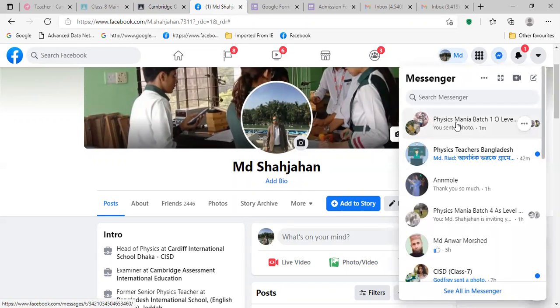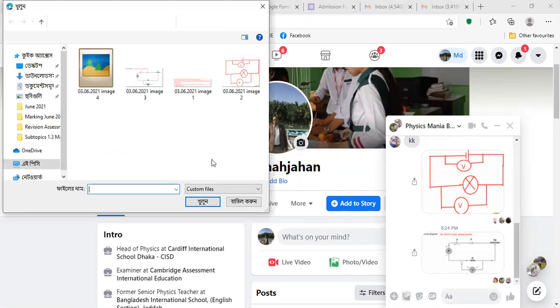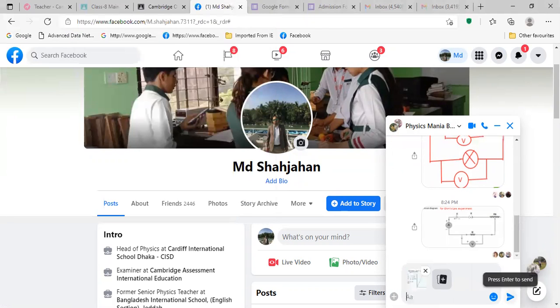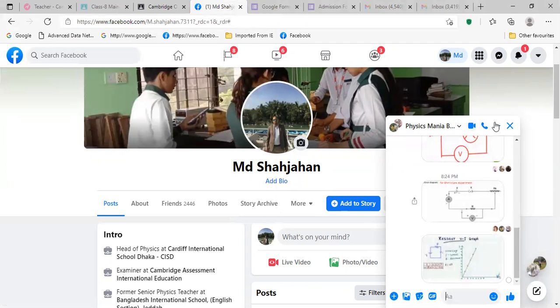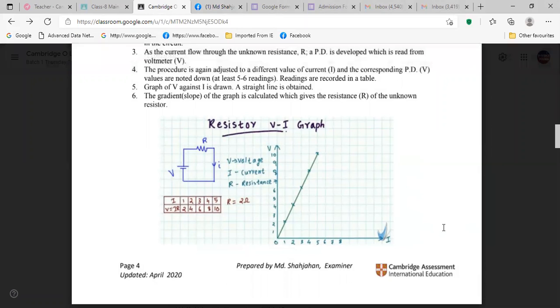I'm also sending you the graph so that you can take it from the group. So the graph is also there in the group. So we are done till here today. We got the idea of Ohm's law and the experiment related to Ohm's law.